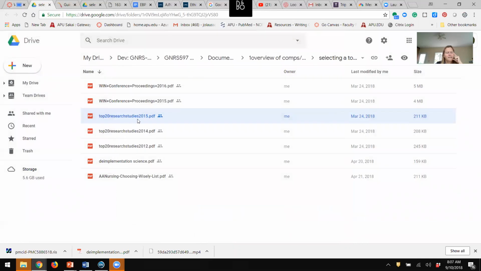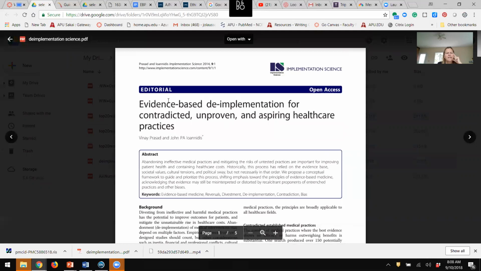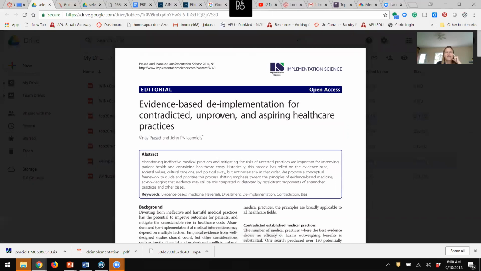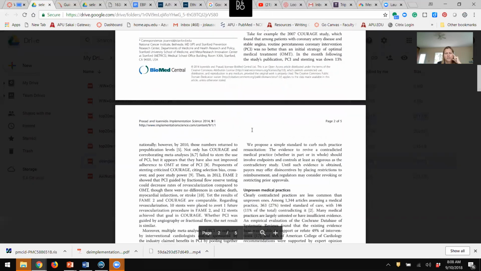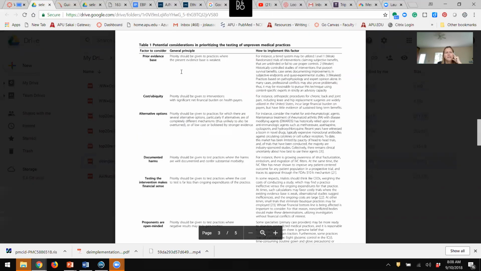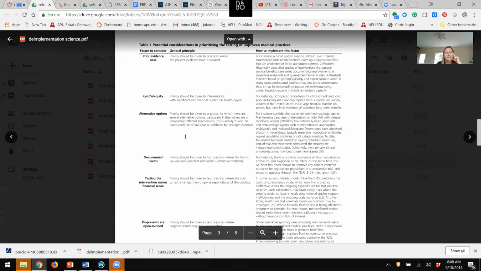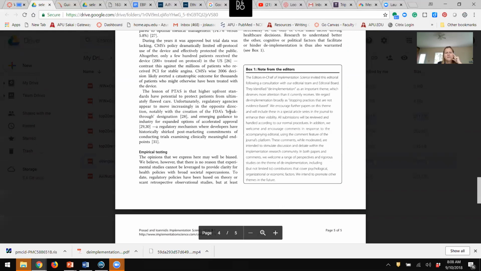And then there's, for the last few years, De-Implementation Science, which is really a great read. It's about what kinds of interventions are contradicted, unproven, and maybe should definitely be questioned. They go through a lot of different things in here. Priority should be given to practices where the present evidence base is the weakest. So it's just about how to prioritize those.